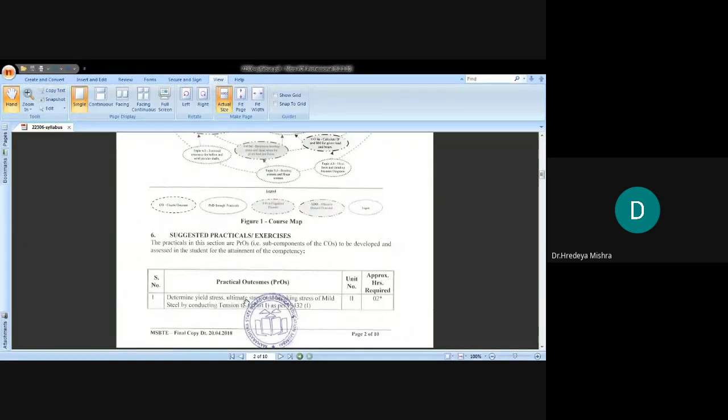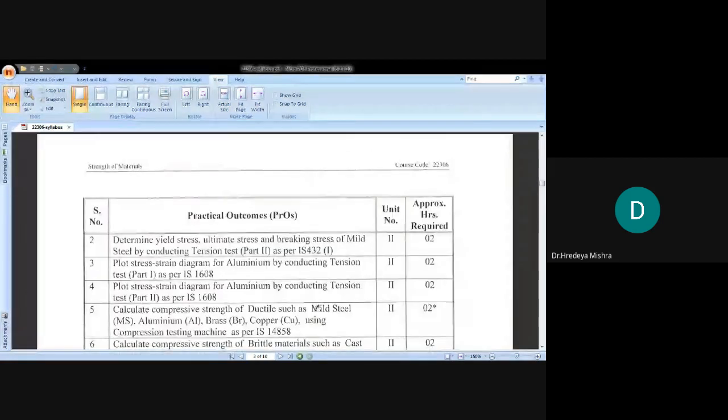Determine the yield stress, ultimate stress, and breaking stress for the mild steel, and same things for the mild steel. This is part second and part one, means practical one and two belong to each other. And third, plot stress strain diagram for the aluminum by conducting tension test. Stress strain, again come here. See, your practical number 3 and practical number 2 belong with the stress strain.